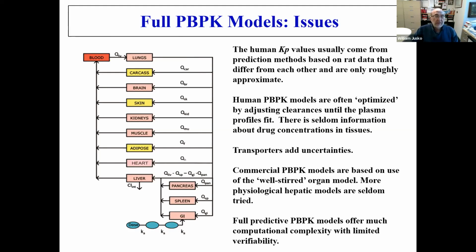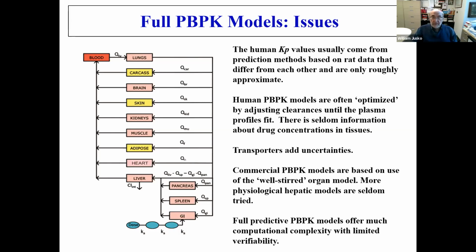Well, when that's done in animals, it provides tremendous insight into the properties of a drug. But when it's applied to humans, we have some issues. Animal data are based on real tissue measurements. Human KP values usually come from prediction methods that were originally based on rat data, and as I'll show, they differ from each other and are only roughly approximate.